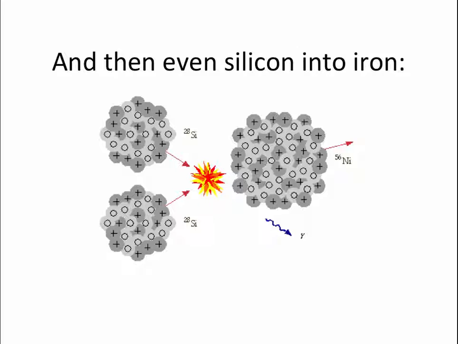Surrounded by a layer that's doing silicon fusion into iron and nickel, surrounded by a layer that's doing oxygen fusion into silicon, surrounded by a layer that's doing carbon fusion into oxygen, surrounded by a layer that's doing helium fusion into carbon, surrounded by a layer that's doing hydrogen fusion into helium, surrounded by the outer layers of the star that are too cool to do any fusion whatsoever.